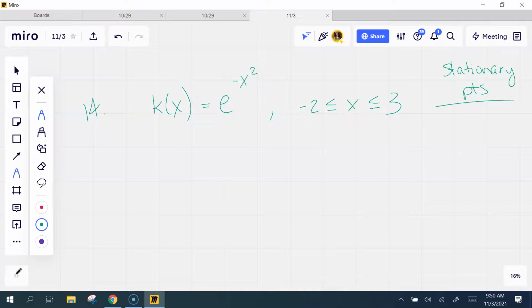Remember when we were doing particle motion? When the derivative equals 0, we said it could change direction. Well, maybe not. Maybe it just took a rest, right? So this is when the derivative is 0, but it's not a max or a min. My particle is just at rest.